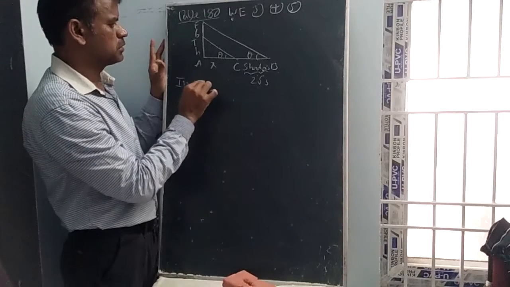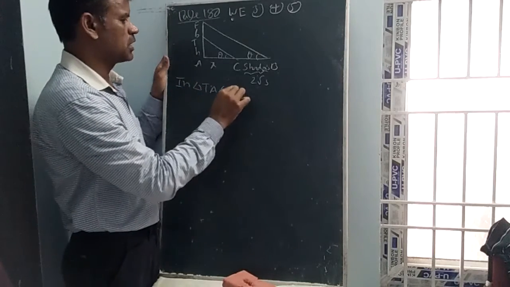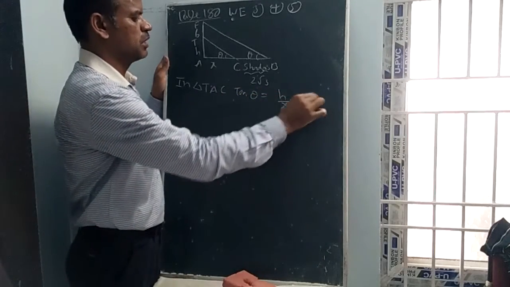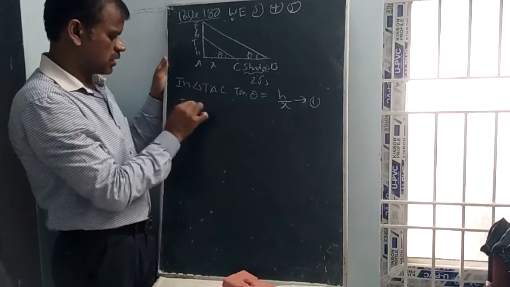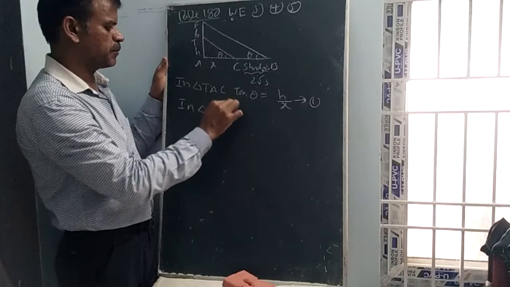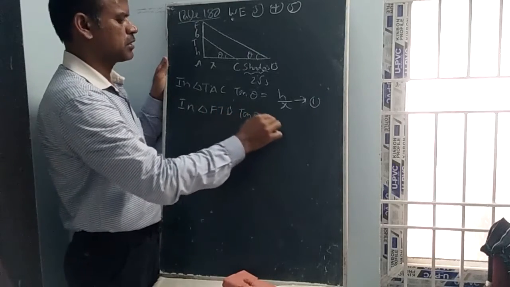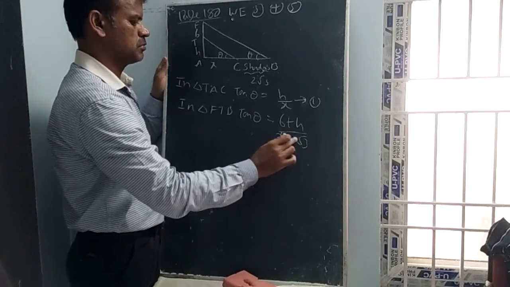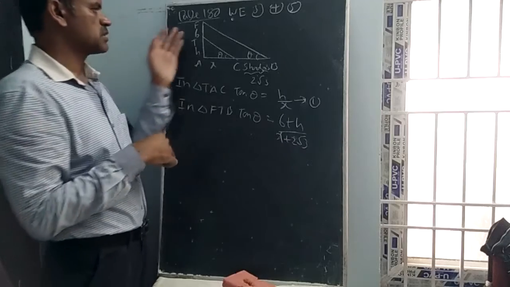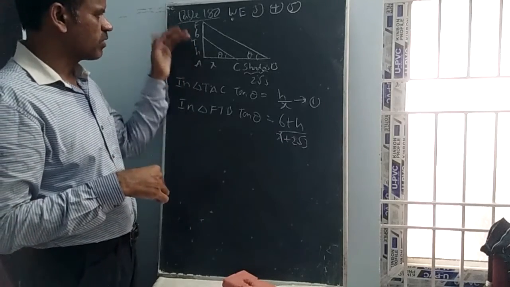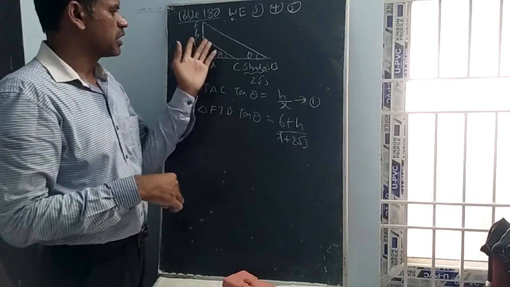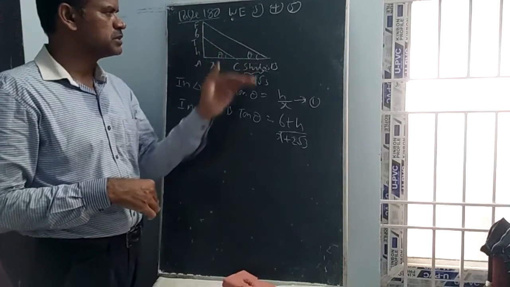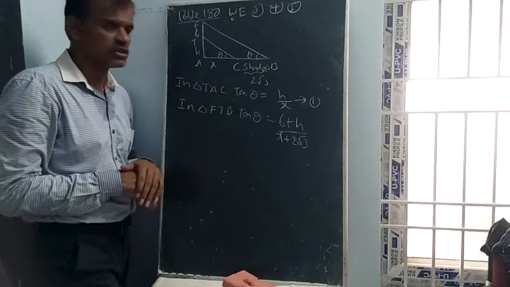In triangle TAC, tan theta is equal to H by X. In triangle FTB, tan theta is equal to 6 plus H by X plus 2 root 3. The flagstaff is 6 meters height on the H. So the angle of elevation is the same, because this is the shadow only. CB is the shadow of the flagstaff. There is no question of change in angles.